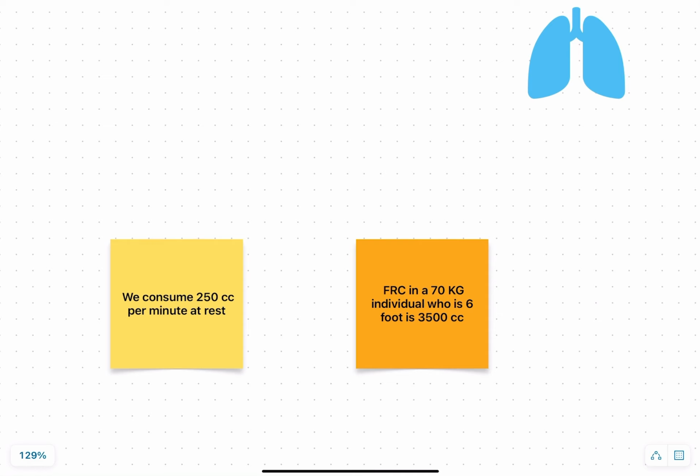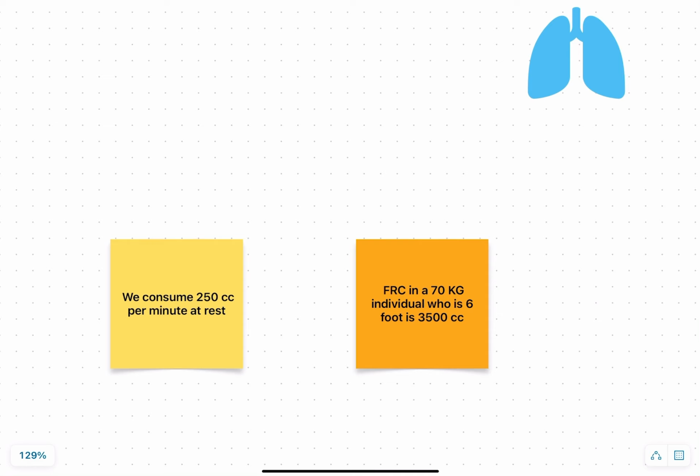A lot of this math that I'm going to use here is approximate, not accurate. This is just for you to get an idea of doing the math in your head. The goal here is not to be exact. So with an FRC of 3500 cc's, 21% of it being oxygen, it's roughly around 700 cc's or so. And you are consuming at 250 cc's per minute. So you have roughly a little over 2 minutes in theory before you get hypoxic.